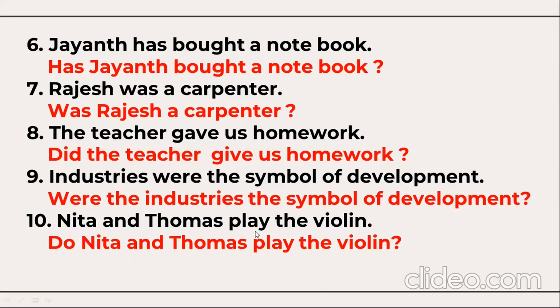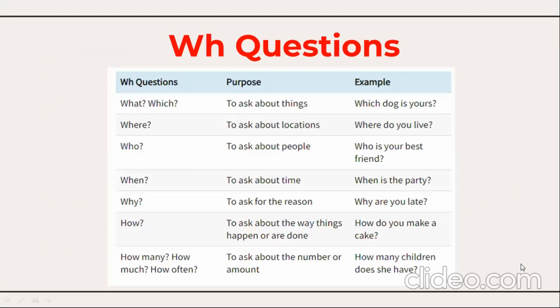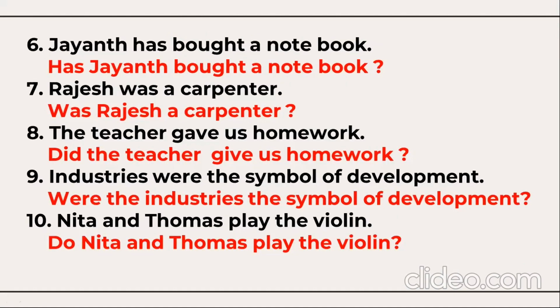It's not written here any ed or en. It's just play, not played. So if it's played here, we'll write did. If it's plays here, we'll write does. So this simple technique you need to understand. So, do Nita and Thomas play the violin? Like this you can practice yes or no questions, and you just mention the helping verb very first, followed by the subject, then the main verb, and the rest of the information.